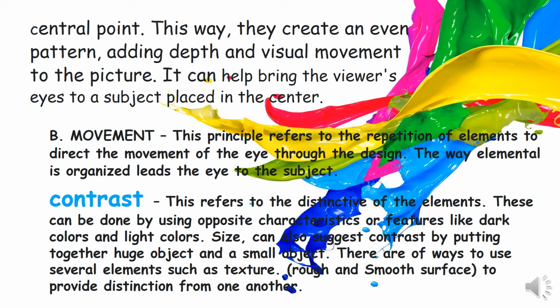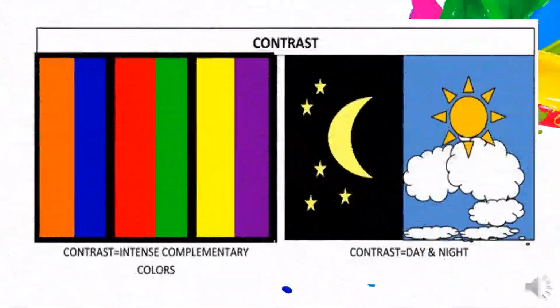We can also use size. Size can also suggest contrast by putting together huge objects and small objects. There are also ways to use several elements, such as texture, rough and smooth surfaces, to provide distinctions of one art from another. I have here an example of contrast.